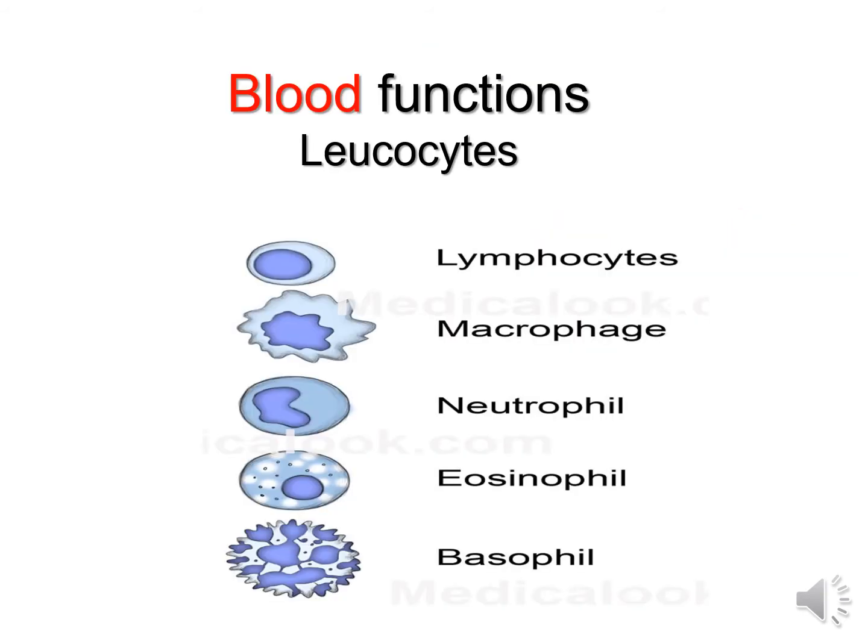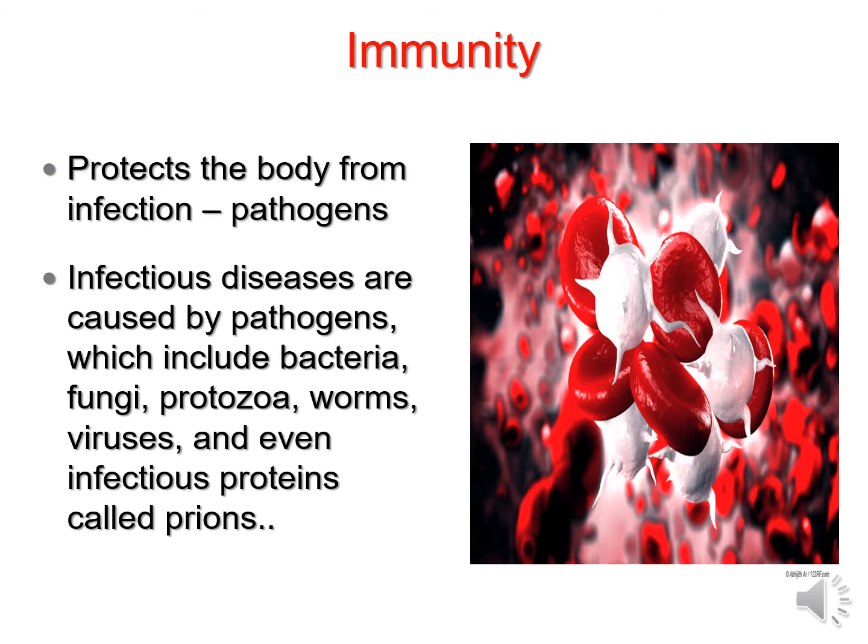What are some of the functions of blood? Well, we mentioned leukocytes, white blood cells. You have lymphocytes, macrophages, neutrophils, eosinophils, basophils. Essentially, we're talking about immunity. And immunity involves protecting the body from infections, from pathogens. And infectious diseases are caused by pathogens, which include bacteria, fungi, protozoa, worms, viruses, and even infectious proteins called prions.